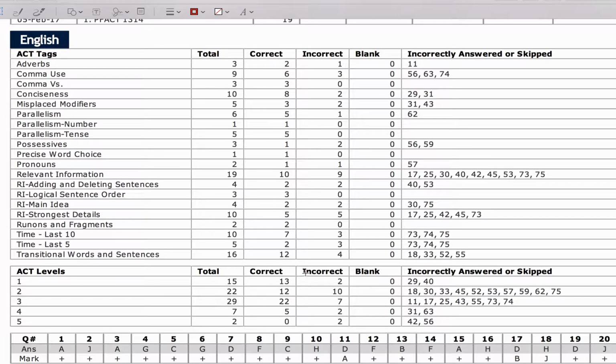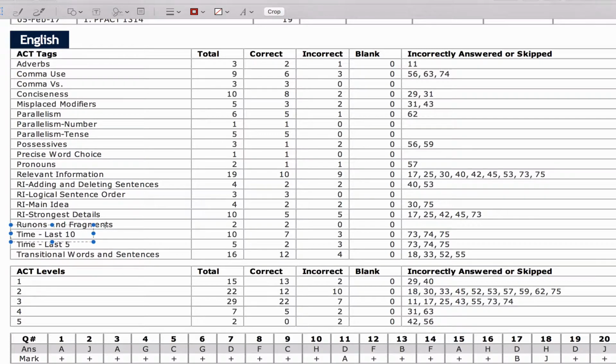Transitional words was also a weakish spot. And time, last 10, this is very important. On the ACT, this is primarily a test of how well can I do in this little amount of time that they give me. So we're going to constantly talk about our strategies in regard to time.